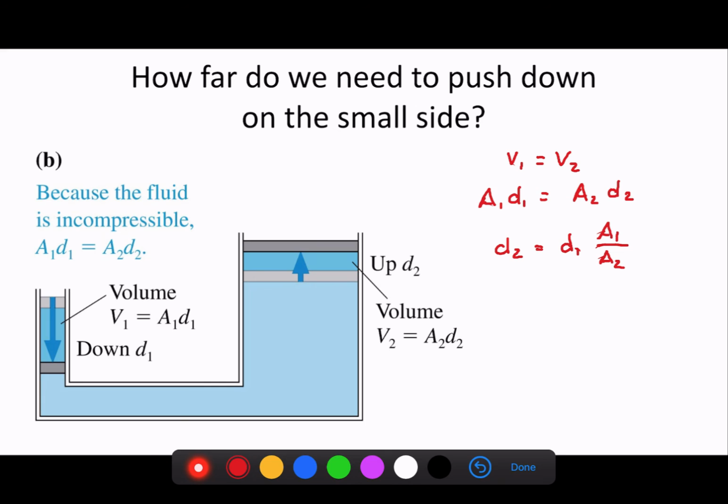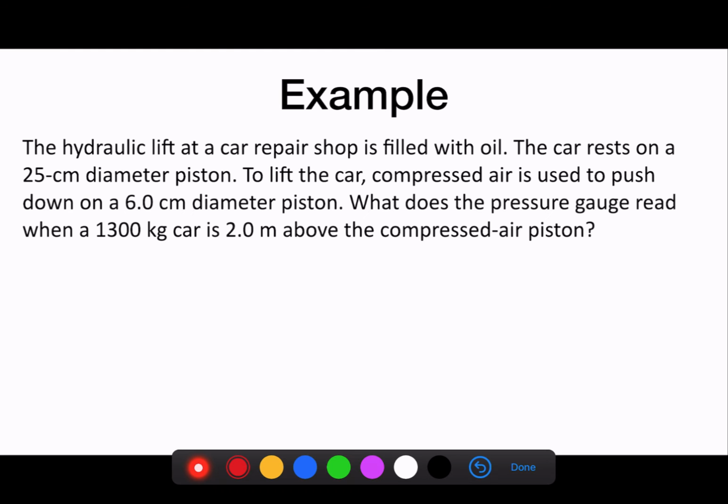up a distance d2, which is equal to the distance that you push down on the left-hand side on piston 1, times the ratio of the areas between the two, A1 over A2. So hydraulics are sometimes called force multipliers because you do a little bit on one side and its effect is multiplied on the other side. Let's go through and look at an example with some numbers before we finish out this video.